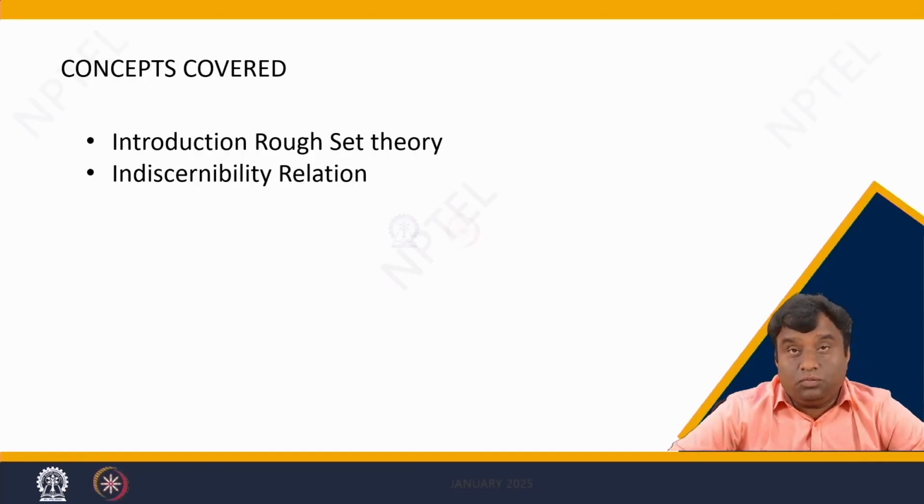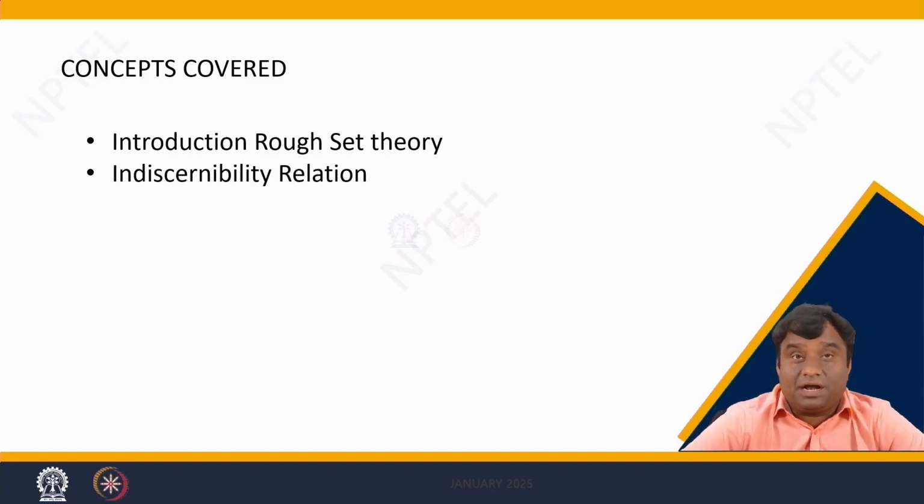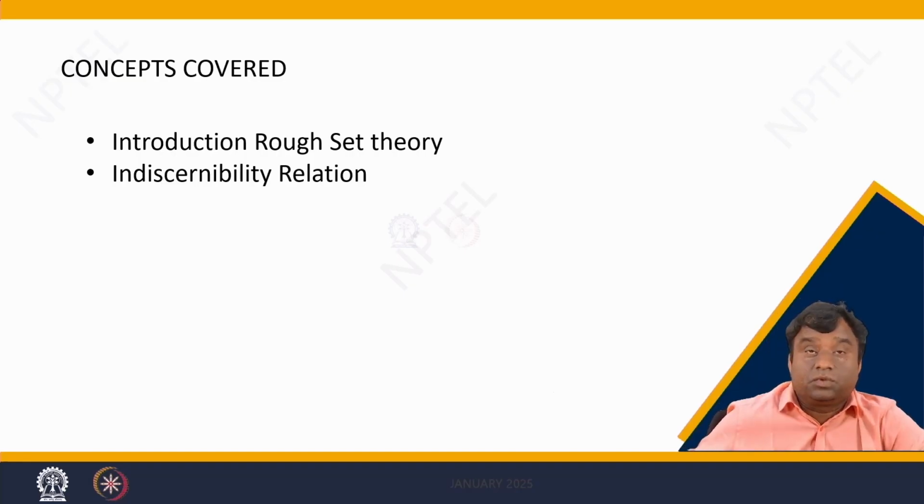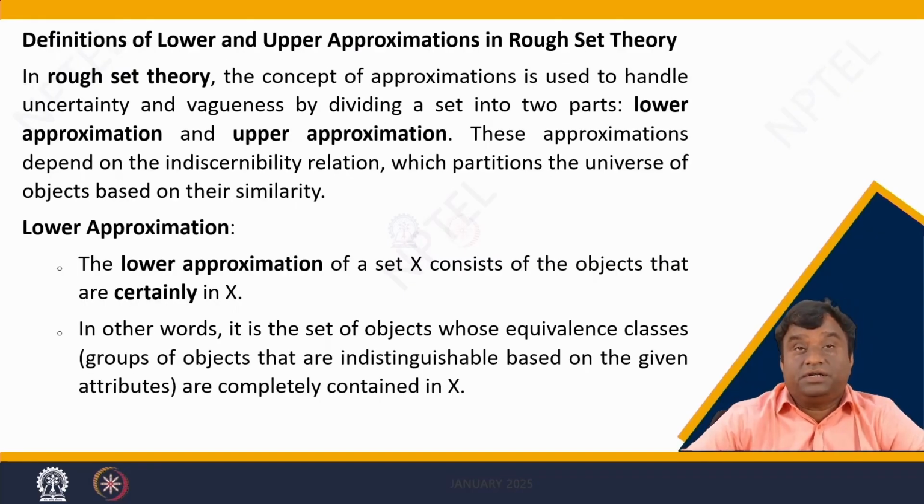Till now we have covered the introduction of rough set theory. We also learned indiscernibility relations. Today we'll try to understand the lower and upper approximations in rough set theory. In rough set theory, the concept of approximations is used to handle uncertainty and vagueness by dividing a set into two parts, that is, lower approximations and upper approximations. These approximations depend on the indiscernibility relations, which partition the universe of objects based on their similarity.